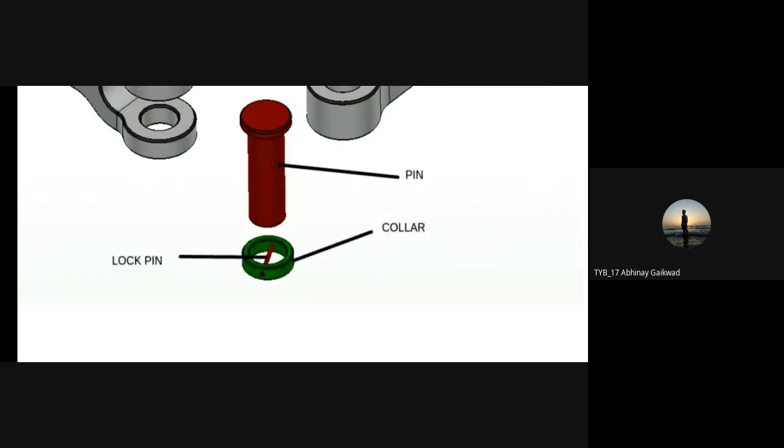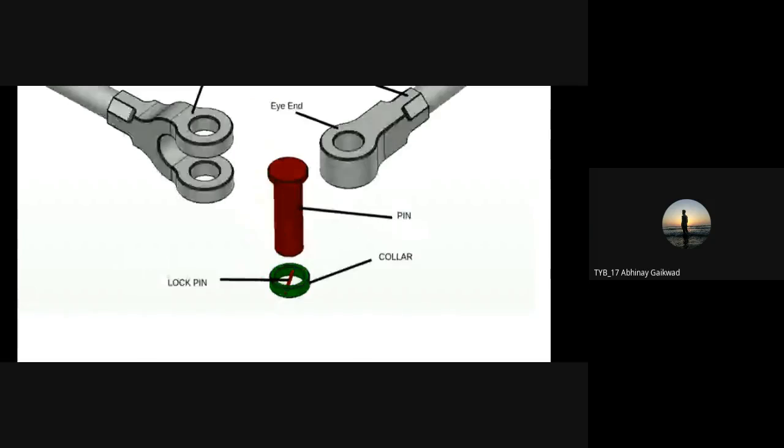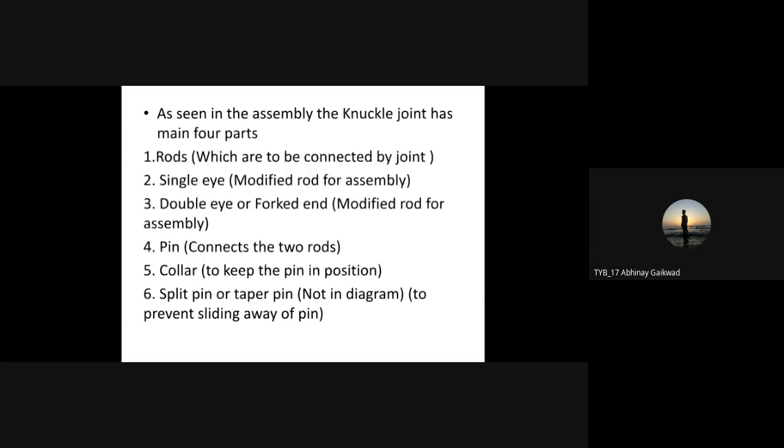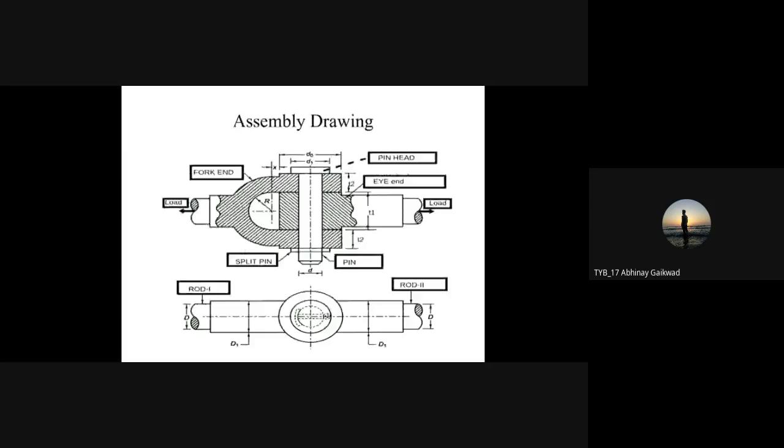Okay, and hence that collar gets locked and we can restrict the up and down motion, the to and fro motion, of that pin. These are the major parts for which we are going to find the dimensions. Now you can see this assembly drawing. You might have drawn it in MD, machine drawing, for the assembly and detail section.